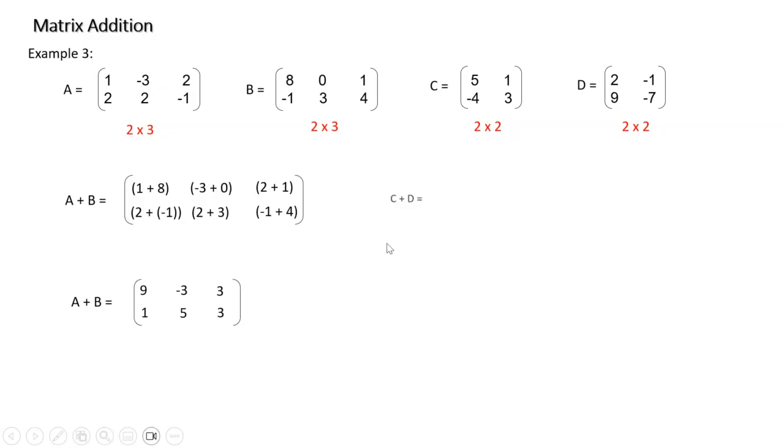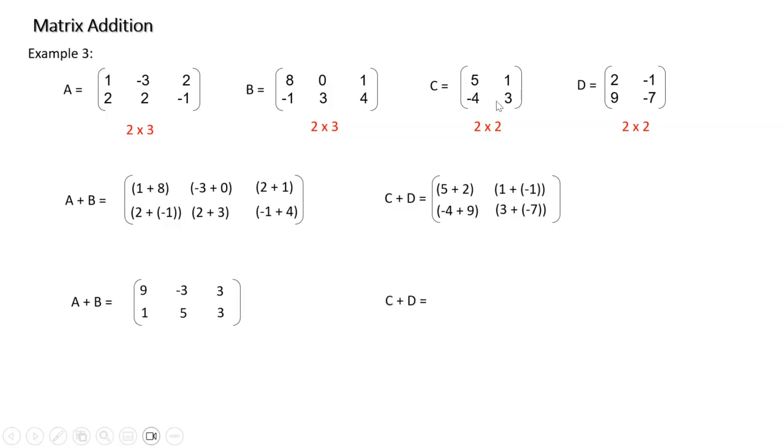Now, can we do C plus D? Sure we can, because C is a 2 by 2 and D is a 2 by 2. So follow the same concept. It's going to be 5 plus 2, 1 plus negative 1, negative 4 plus 9, and 3 plus negative 7.